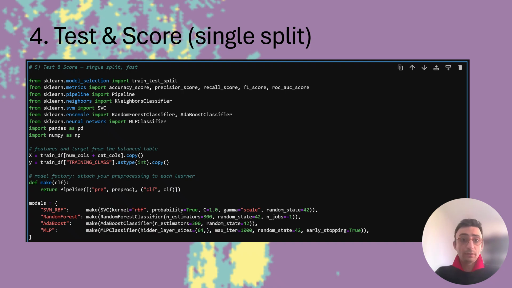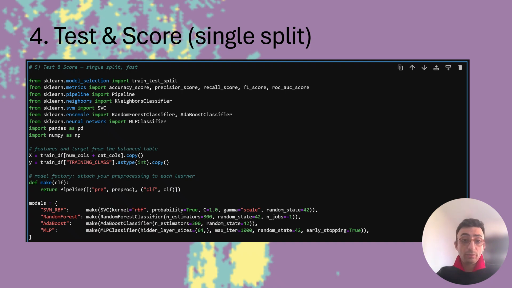Here is the code block. We quickly compare a few models. We load train_test_split to make a train and a test set, metrics for accuracy, precision, recall, F1, ROC AUC, and Pipeline to chain preprocessing with the model. For models: SVM with RBF, RandomForest, AdaBoost, and MLP, the neural net. Talking about features and labels, X is the balanced training features, Y is a binary target.